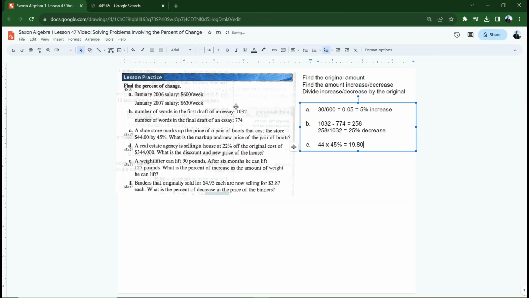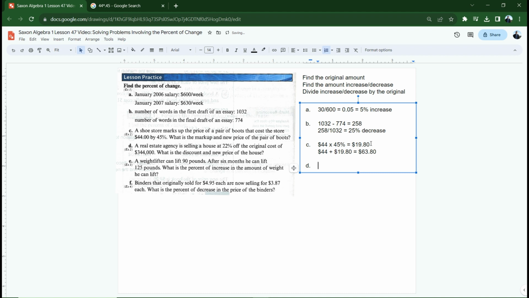$19.80. Let me put some dollar signs on here too, just so we know what we're dealing with. Now, is $19.80 the new price of a pair of boots? Well, no, that's the markup amount. So in order to get the actual new amount, I need to add 44 plus 19.80. I have to add the original amount plus the change amount. And let's see, 19.80 is almost 20. So this is almost 64. It's going to be 20 cents shy of 64. $63.80 is my answer for letter C.